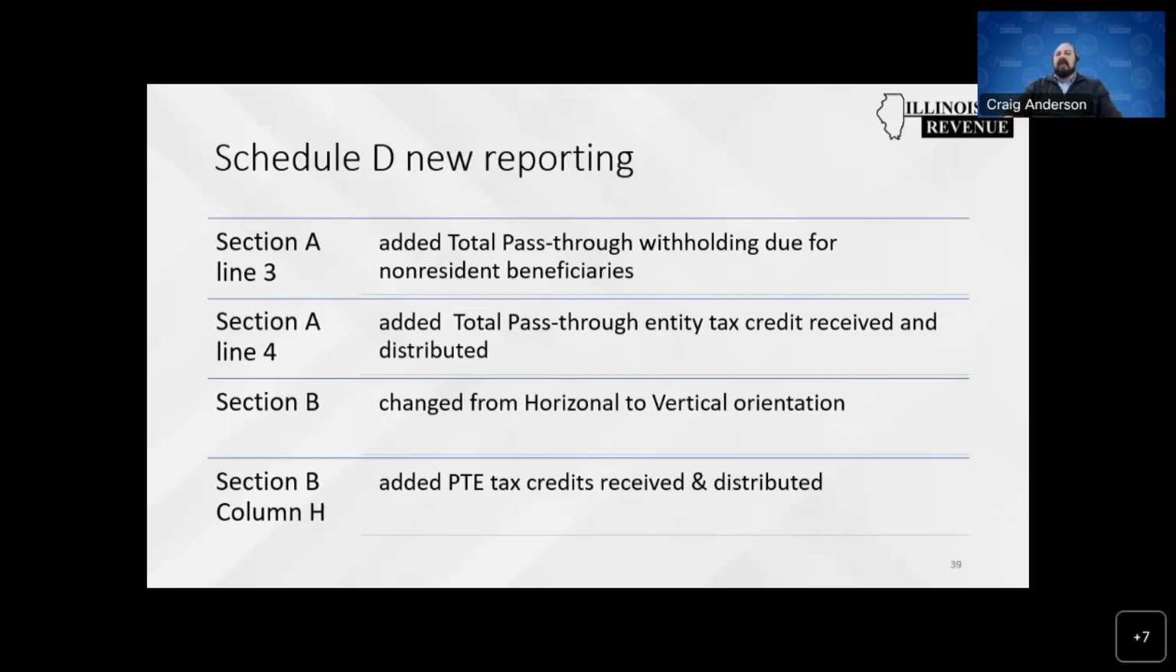Schedule D mirrors Schedule B changes. It's just the total pass-through withholding that is due on line 3. You have the total pass-through entity credit received and distributed, and the horizontal and vertical changes.